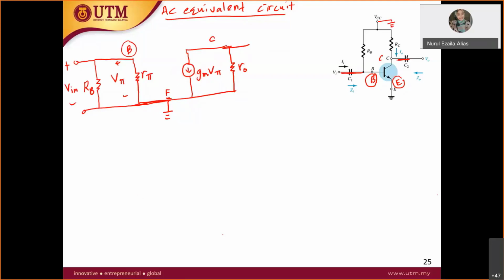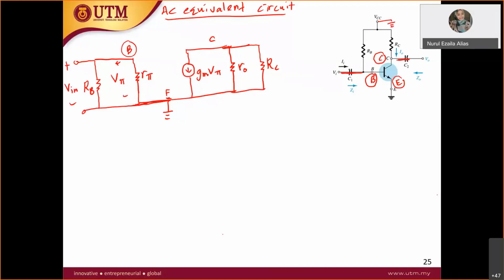Let's take a look at the collector here. What do you have at the collector? You have RC to ground, so you have here RC. What else do you have? Nothing else. If you have more resistors, then you have to put in all the resistors, but again, you have to go from node to node.